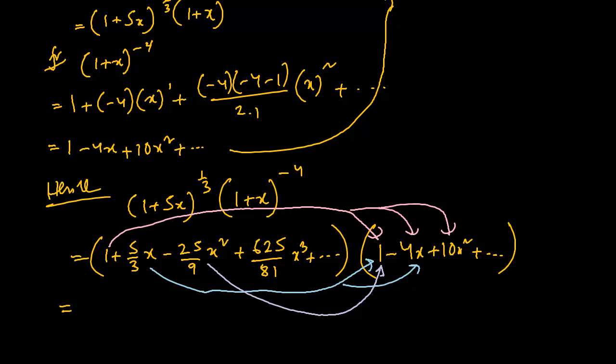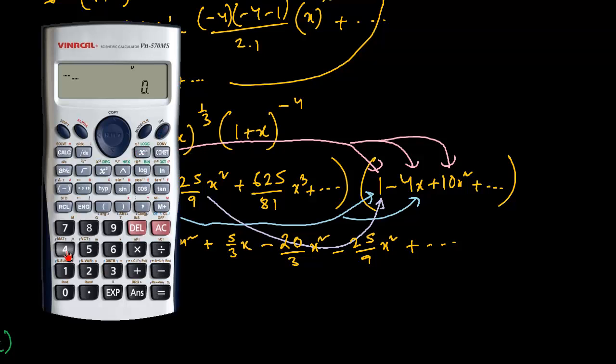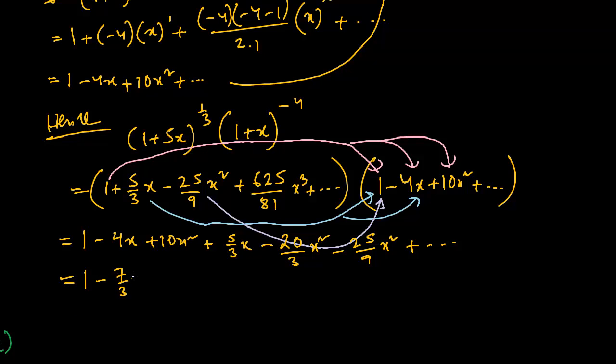So let's do the multiplication. 1 into 1 is 1, then minus 4x, then plus 10x squared, then plus 5 by 3x. So 5 by 3x into 1 is 5 by 3x, then 5 by 3x into minus 4 is going to be minus 20 by 3x squared. Then minus 25 by 9 x squared into 1. We don't need to do anything else because we have found all we need up to x squared. So if you bring all the numbers together, it becomes minus 4x plus 5 by 3x, which is minus 4 plus 5 by 3, and it is minus 7 by 3. So this would be minus 7 by 3x.